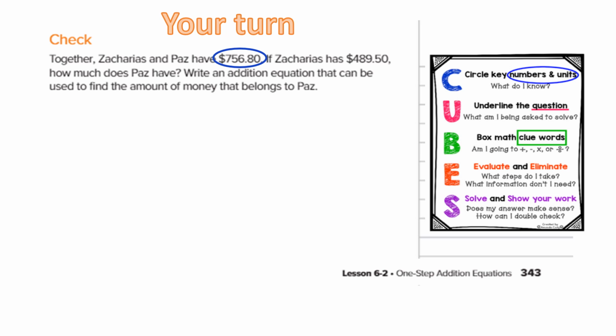So here is a number and label. We circle it. Here's another number and label. We circle it. I'm being asked to write an addition equation that can be used to find the amount of money that belongs to Paz. My clue words, once again, are that they are together, so we know we're going to add them. So I have the two individuals adding together.